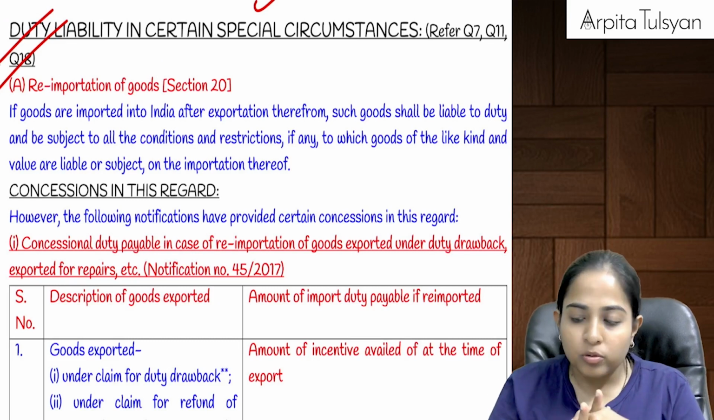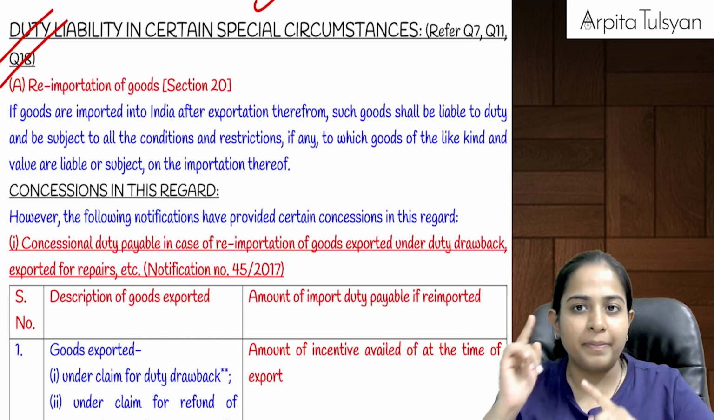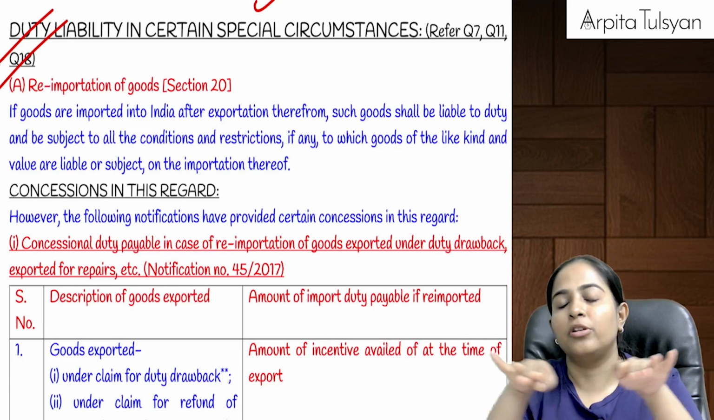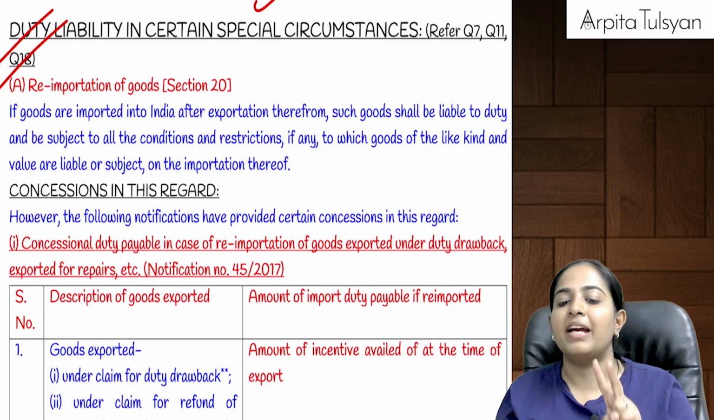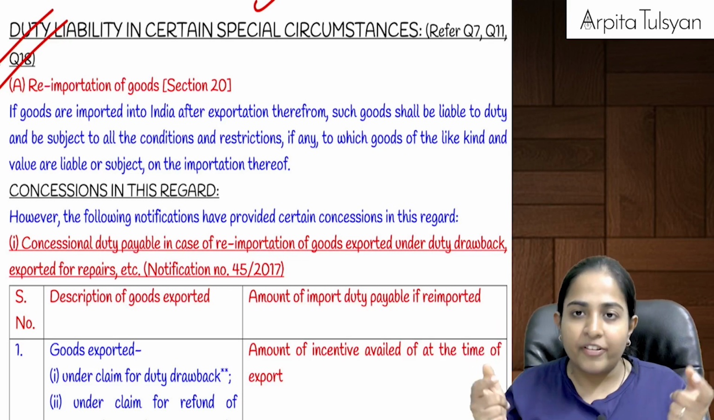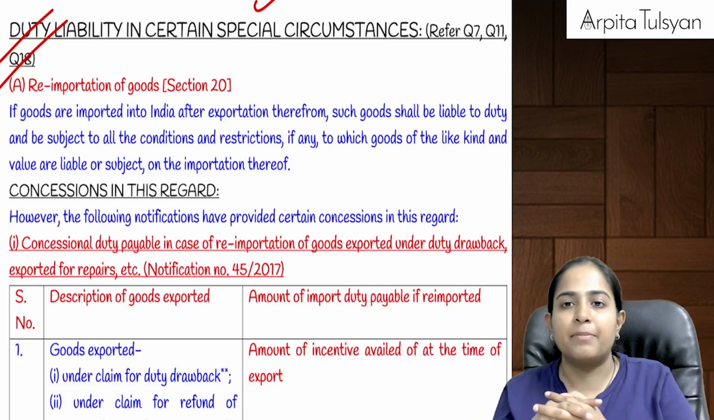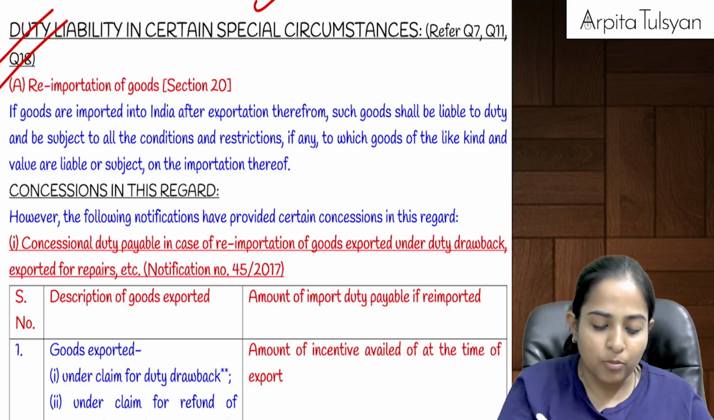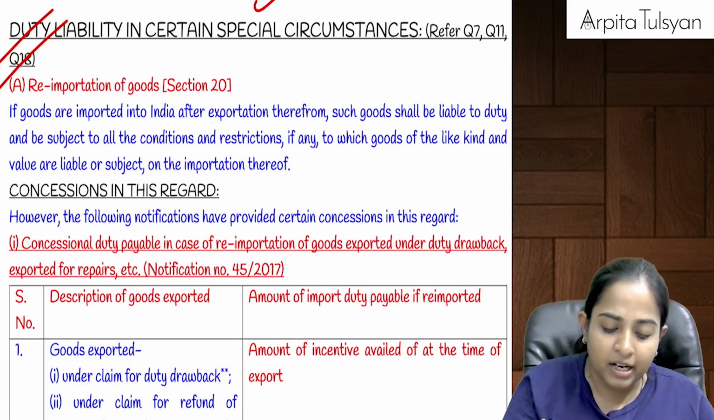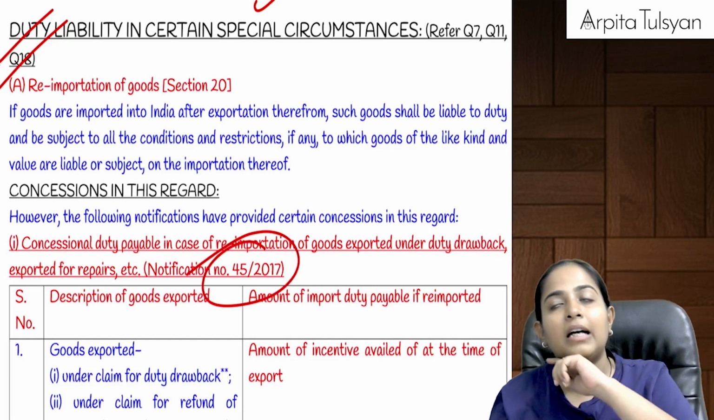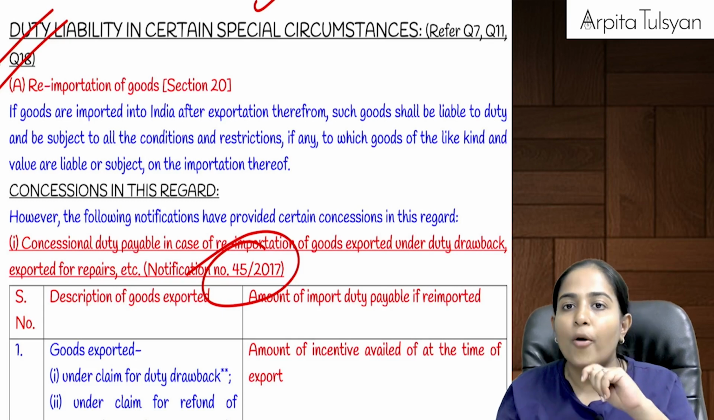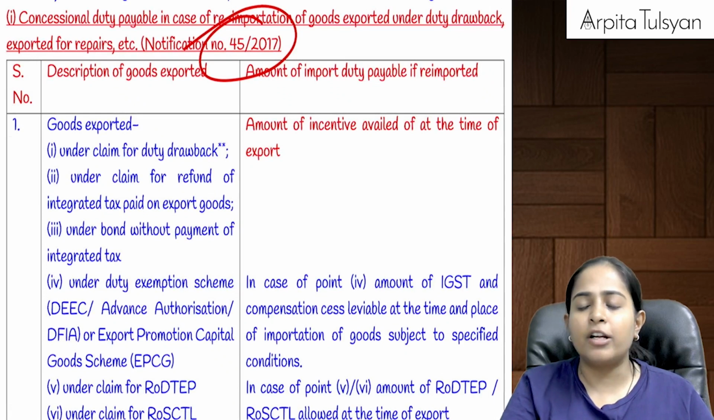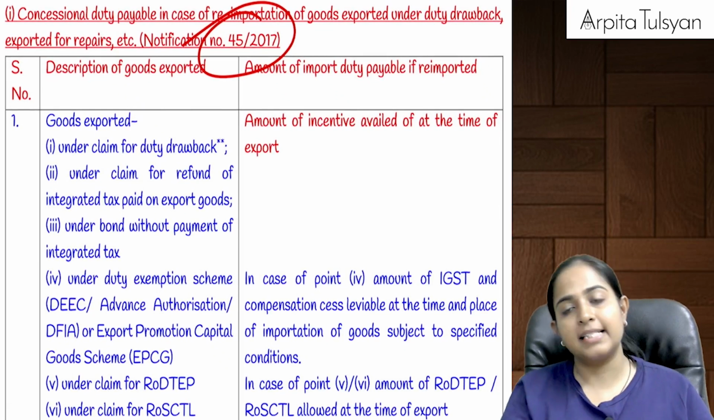Yes, just as I mentioned, I'll repeat it once. Section 20 normally says that whenever you are re-importing goods, it is treated at par with import, but we have been given a concession notification and an exemption notification. As you see on the board, Notification No. 45/2017, and the other one that we are going to study is 60/2018.